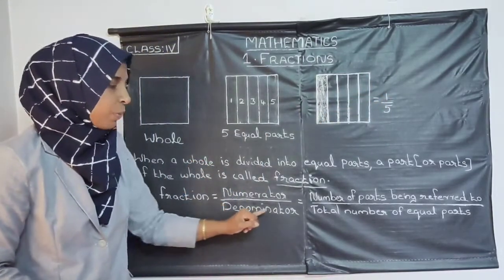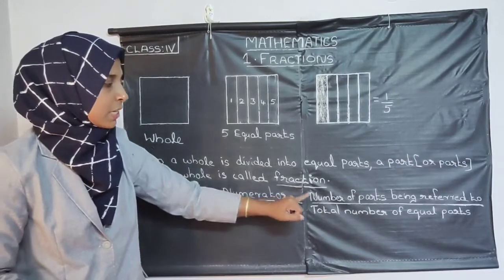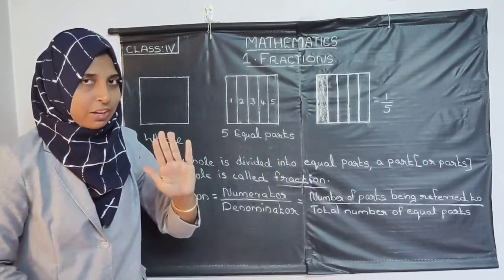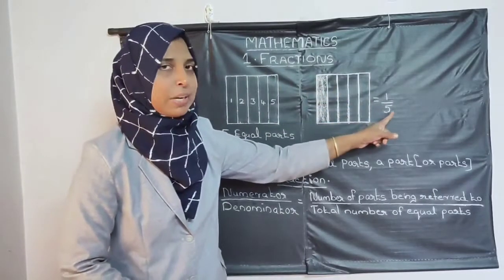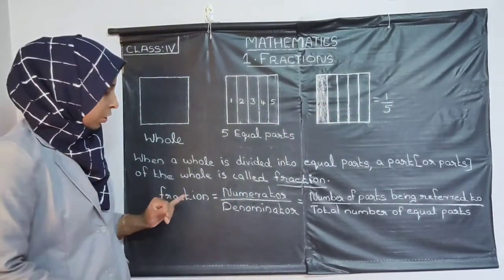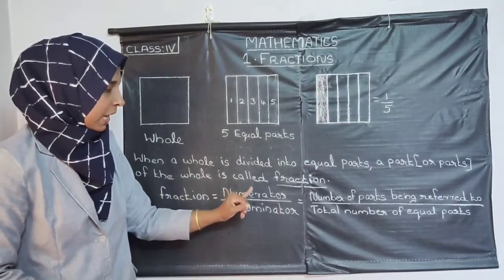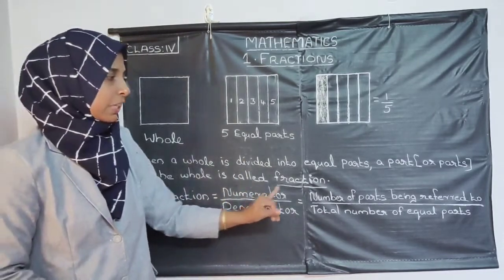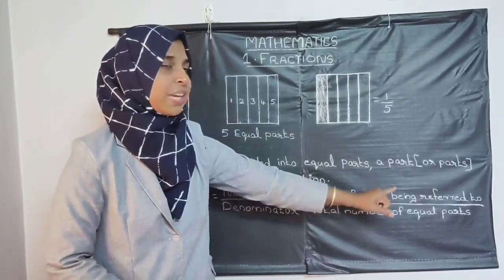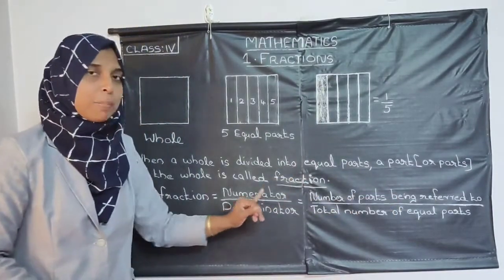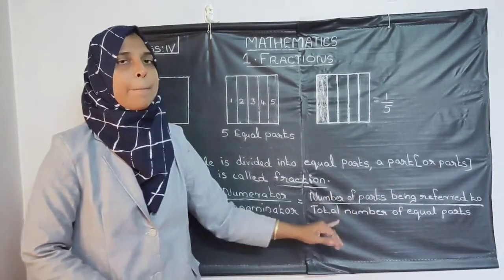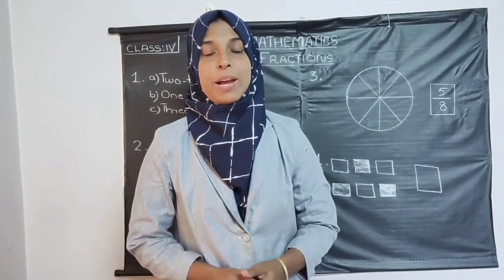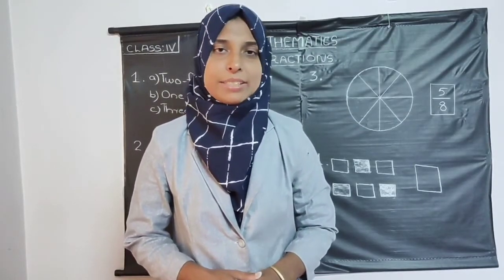And how are we writing the denominator? It is the total number of equal parts. Here we have 5 equal parts, so the denominator is 5. Understood? So we write a fraction as numerator by denominator. Numerator means the number of parts being referred to and denominator means the total number of equal parts. Next we are going to do exercise problems from your textbook.